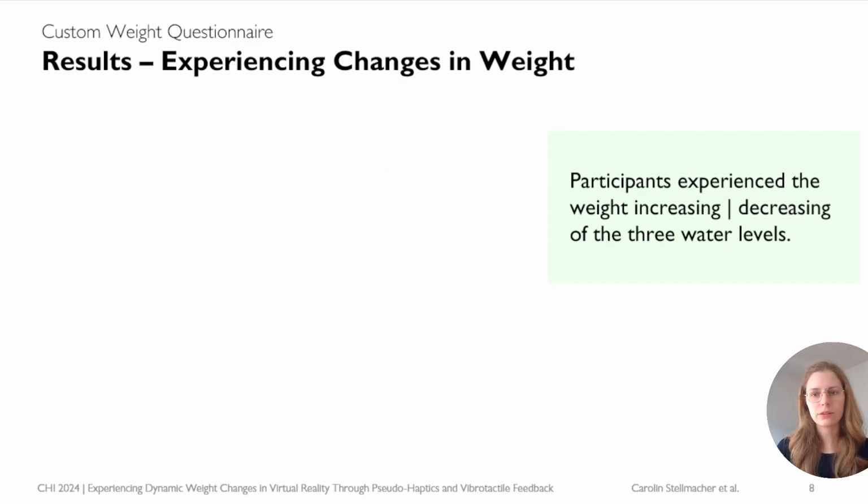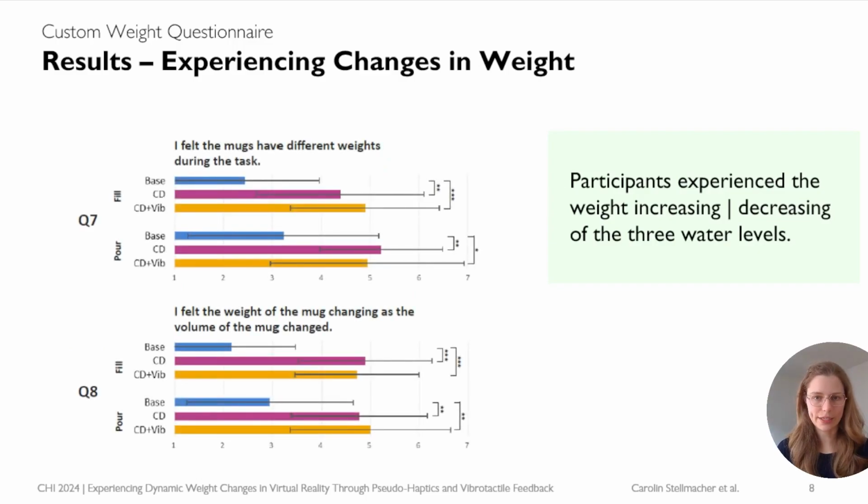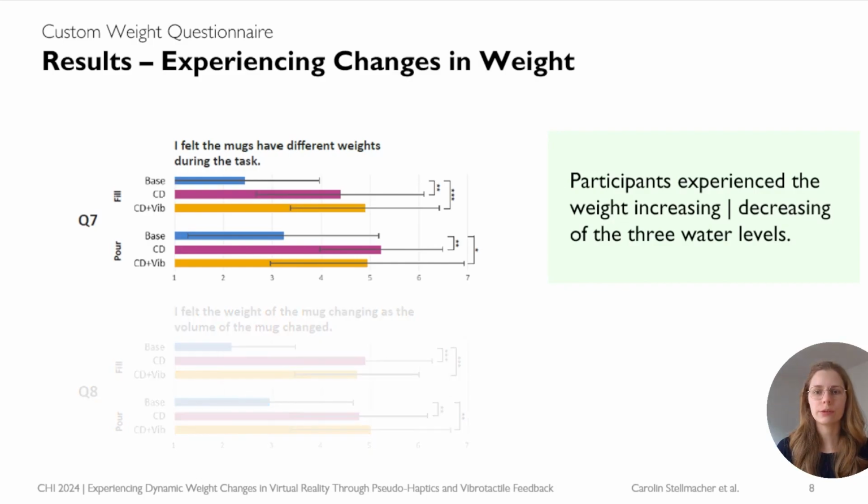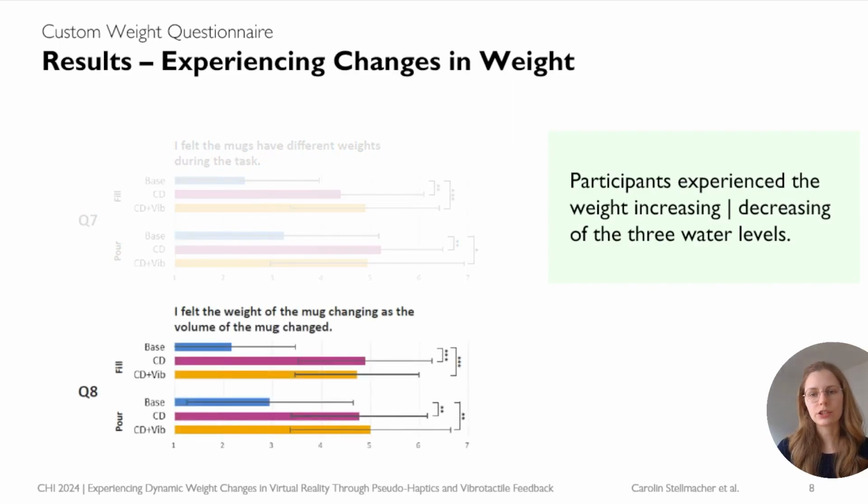This finding is also highlighted in the custom weight questionnaire. For example, ratings for question 7 show that participants felt the mugs having different weights during the task when they were exposed to a weight simulation technique. And ratings for question 8 show that participants felt the weight of the mug change as the water volume changed.